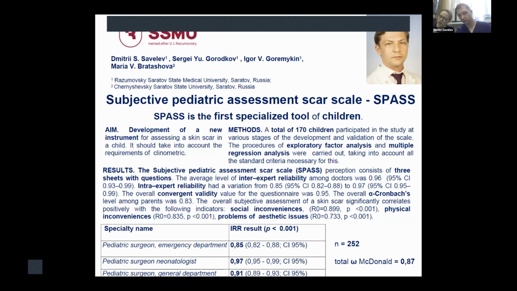The questionnaire pages for children are divided depending on the age periodization. The average level of inter-expert reliability among doctors was 0.96. Intra-expert reliability had a variation from 0.85 to 0.97. The cumulative convergent value for the questionnaire was 0.95. The total Cronbach's alpha level for the data obtained among parents was 0.83.